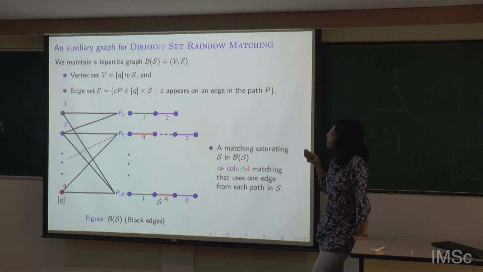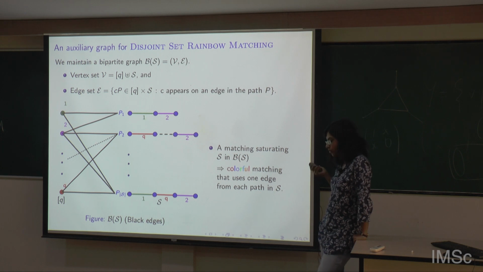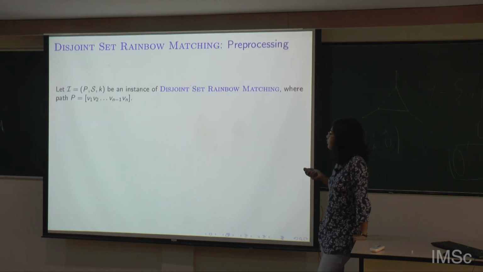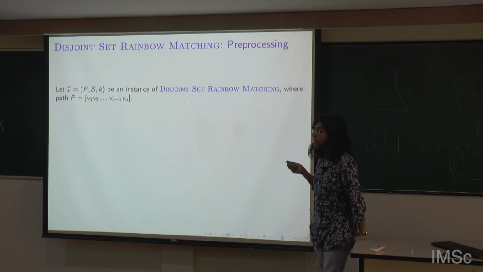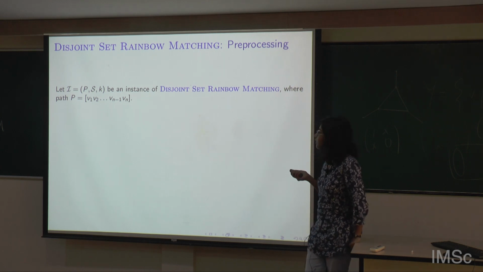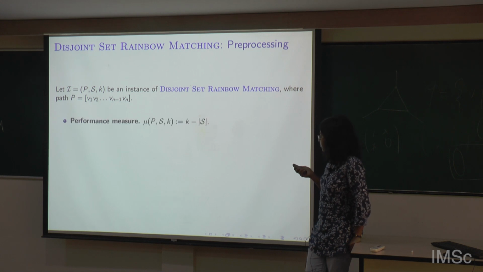So now we know that given this set S and these colors, we can find a colorful matching. The problem remains that I am also given this path P in this problem, and I have to find a colorful matching which is also compatible with this path. So we'll be giving a branching algorithm. But before we go into the branching algorithm, we'll look at some base cases. The measure for the branching algorithm that will be used is k minus s. You can ignore this for now.